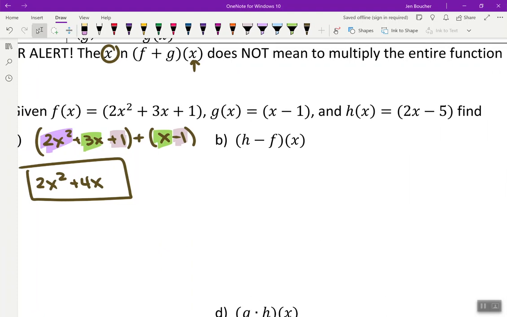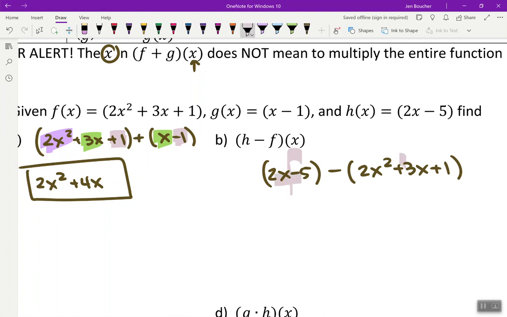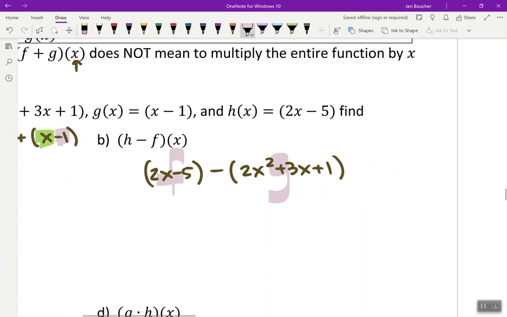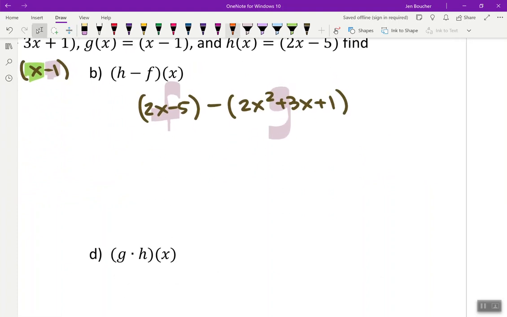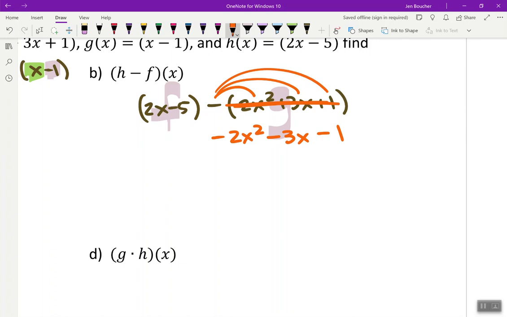Okay, let's look at the h minus f function. The h function is 2x minus 5. Never a bad idea to put parentheses around it as you are writing it down. So the f function is here, the g function is here, and we are subtracting those. Just like before, we want to distribute the negative. We are going to subtract all of those pieces, not just the first piece. So we need to subtract the 2x squared, we need to subtract the 3x, and we need to subtract the 1.